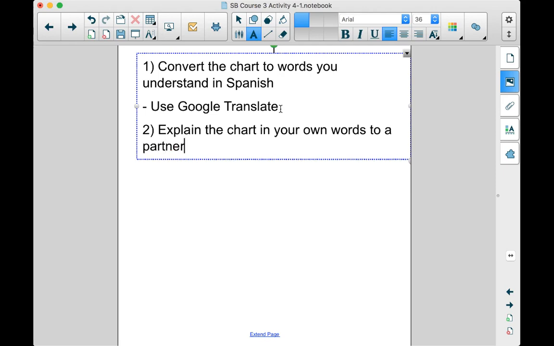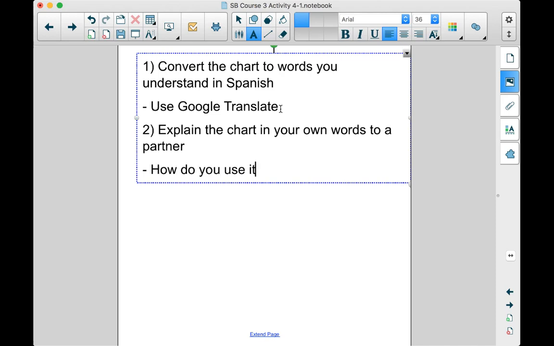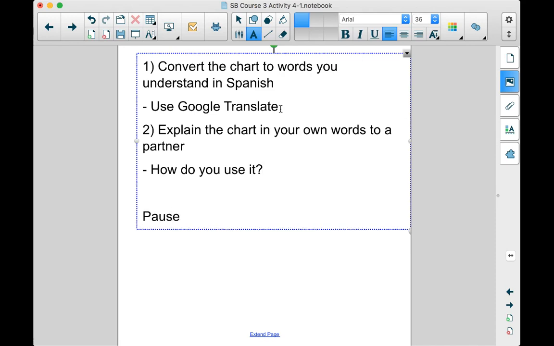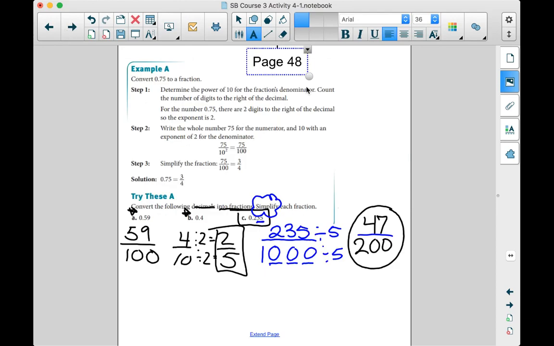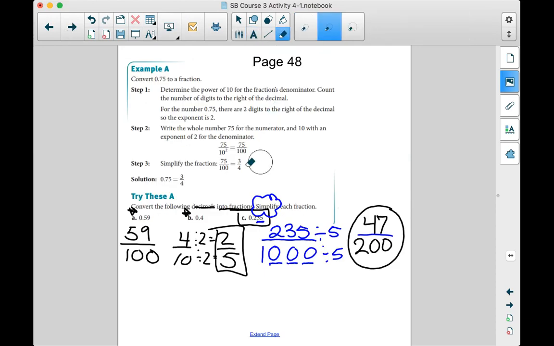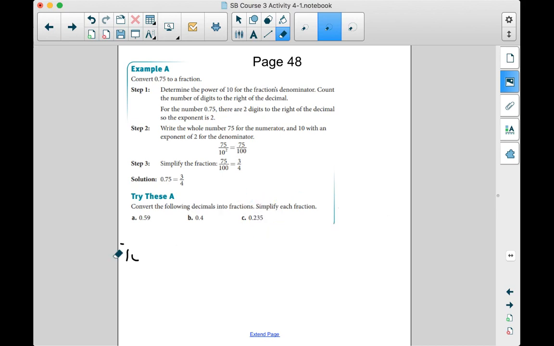How does it work? Specifically, how do you use that chart? Right now, you're going to need to push pause and do these two items. When you come back and push play, we will take a look at the Try These A on page 48. Go ahead and hit pause.